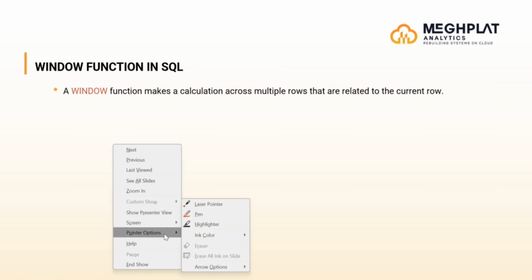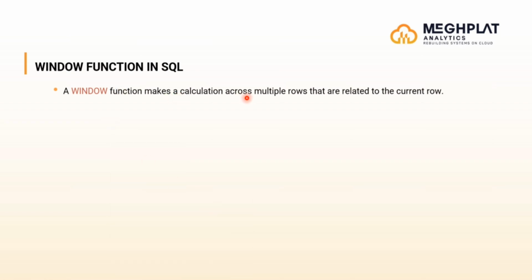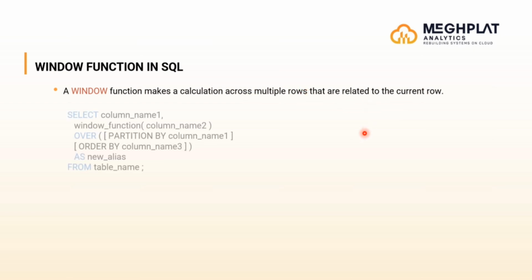Window function. A window function makes a calculation across multiple rows that are related to the current row. Here is the syntax. Select then column name 1, then the window function with column name 2 within the braces. Then we need to use the over keyword, and inside the braces we need to do partition by column name 1 and order by column name 3, and also an alias, and also from table name.